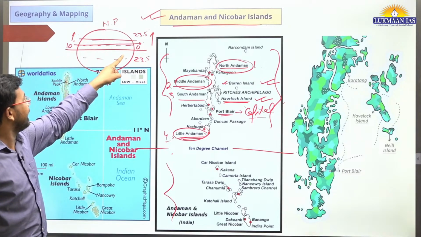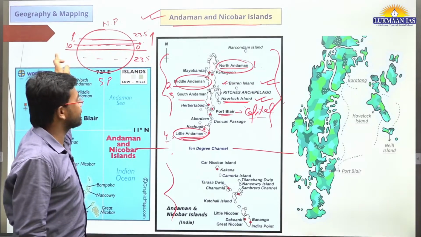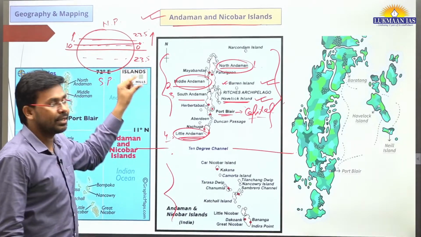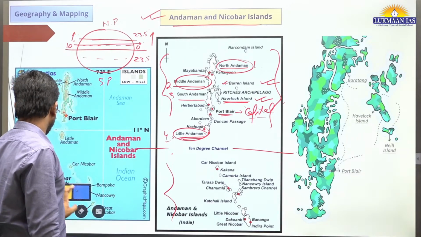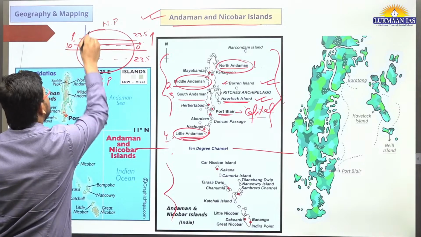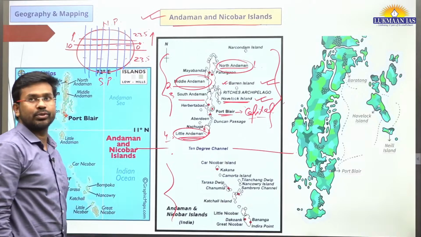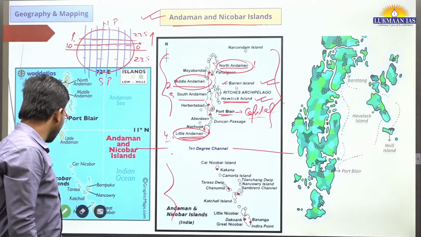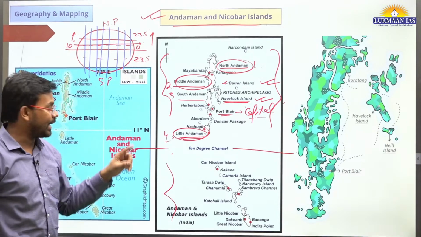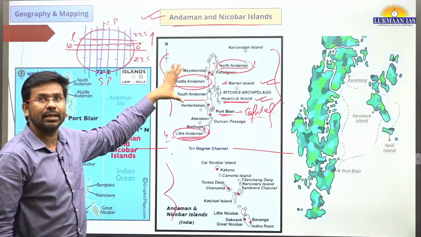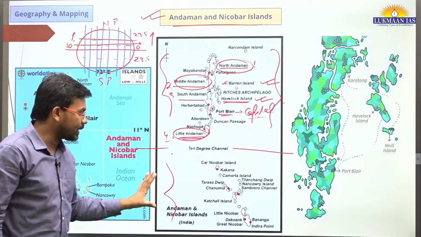This 10 degree latitude that we see, these lines that are parallel to the equator are known as latitudes. And lines that are perpendicular to the equator are known as longitudes. Now we are talking about latitudes. This 10-degree latitude divides the Andaman group of islands from the Nicobar group of islands. Andaman is in the top, Nicobar is in the south.